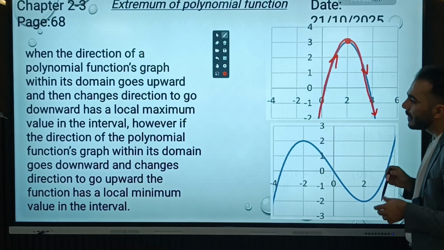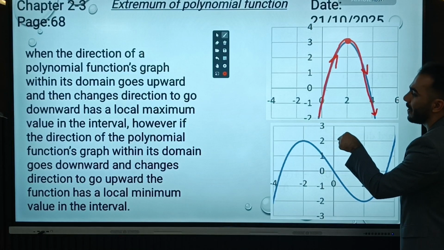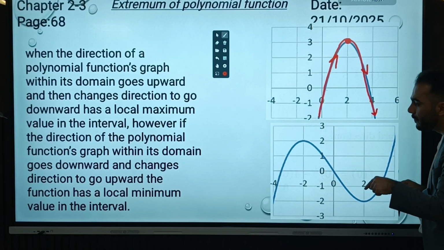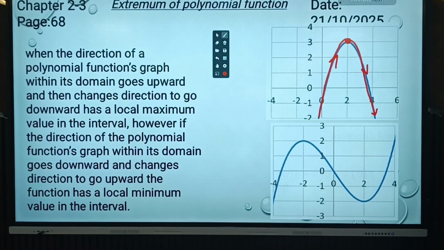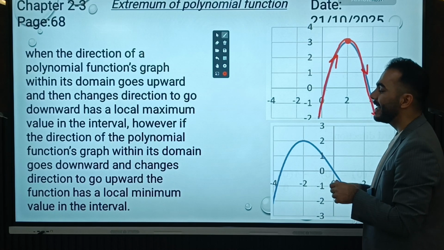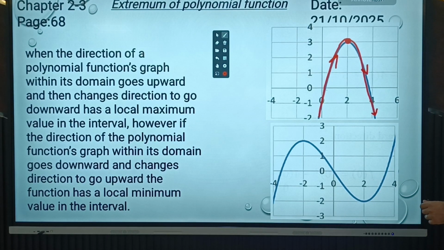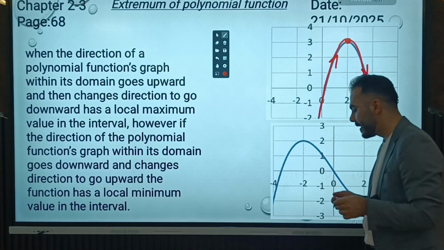However, if the direction of the polynomial function's graph within its domain goes downward and changes direction to go upward, the function has a local minimum value in its interval. So let's check whatever is written here on these two graphs.